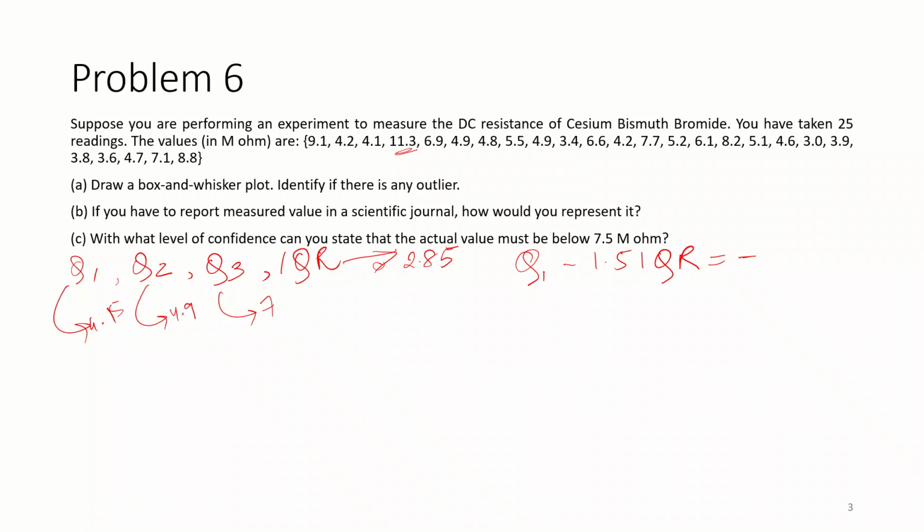So this one, if you have to report a measured value in a scientific journal, how do you represent it? What is the answer of this? How to report this? What are the statistics we have to report? All these things will be defined there. Additionally, the mean, median, standard deviation. So you have to find the mean and the standard deviation.